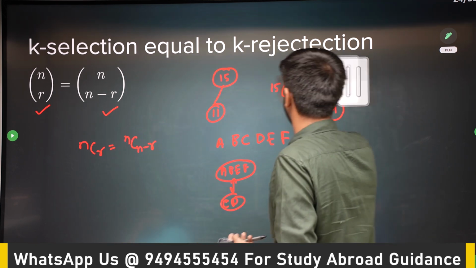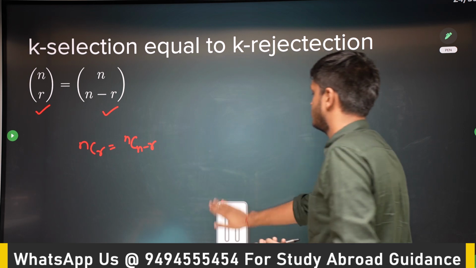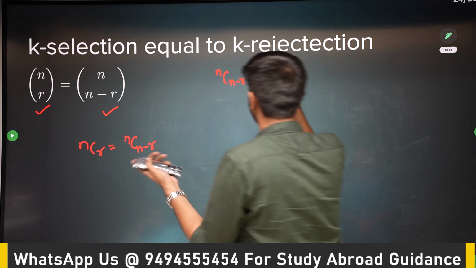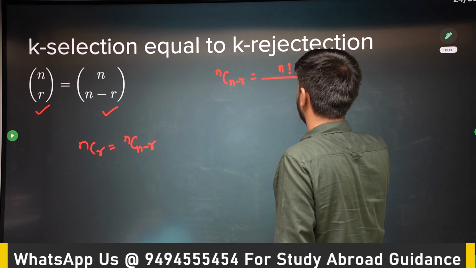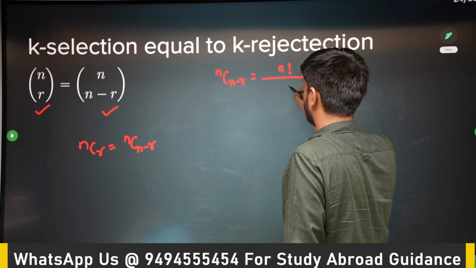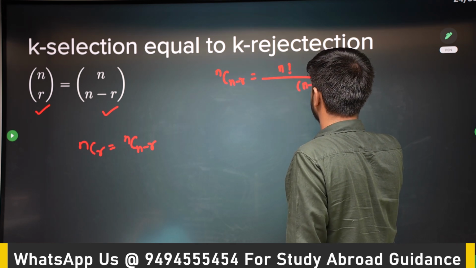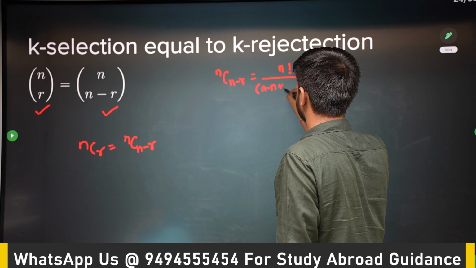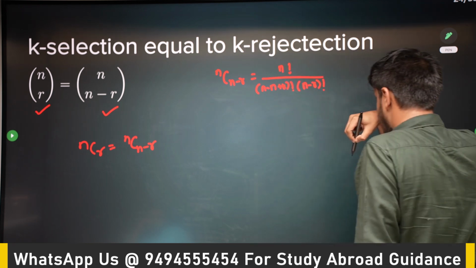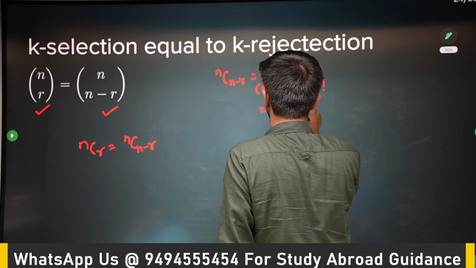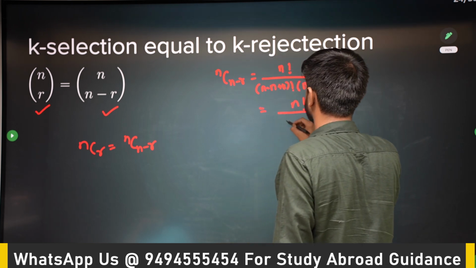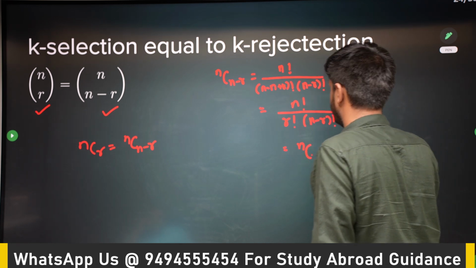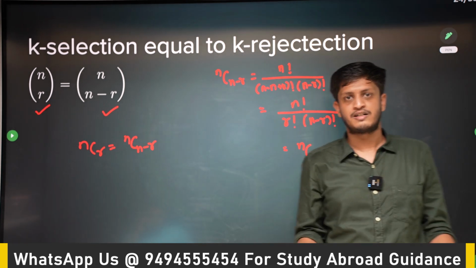Mathematically it is a very easy proof. Just write N choose N minus R. It is N factorial upon (N minus R) factorial times R factorial, where the R is replaced by N minus R. So this is R, and N minus R becomes N minus (N minus R), so plus R. This will become N factorial upon R factorial times (N minus R) factorial. This is what nCr is. So K selection is equal to K rejections.